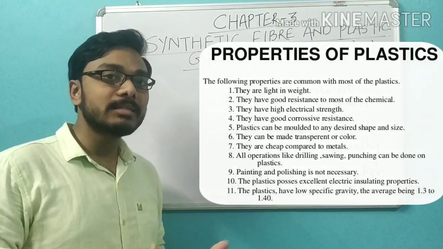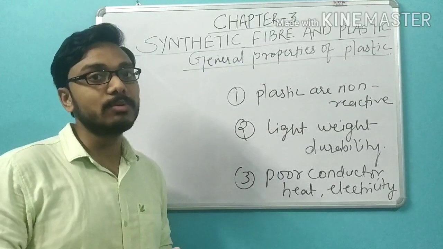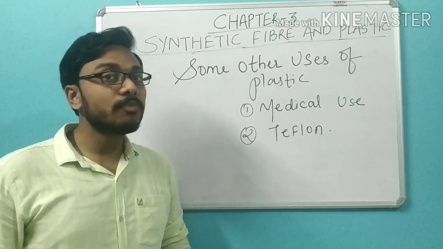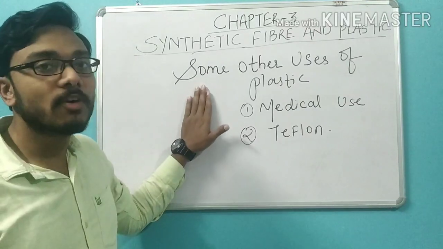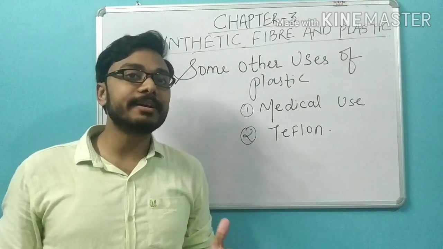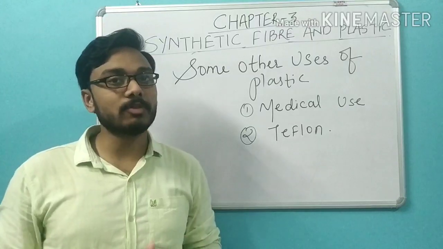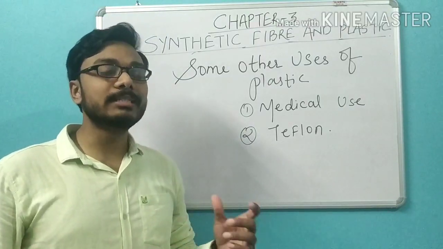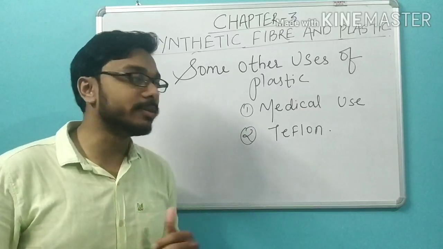Other than this, there are some other types of plastics which are used for different purposes. Now let us see those. Now we will see some other uses of plastic. Plastic has a very wide range of uses in which different types of plastics are used. Now we will talk about some of the fields in which plastics are used extensively.